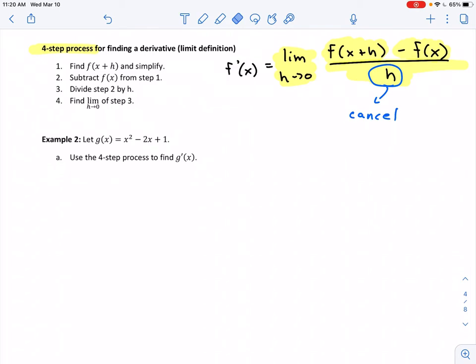If you remember back to section 2.1 when we talked about limits of difference quotients, these 4 steps should feel really familiar. So if you did the practice back in section 2.1, it should be a little bit easier for you this time. So let's jump into it. Let's actually try to find a derivative here. Example 2 says we have g of x equals x squared minus 2x plus 1. We are going to use the 4-step process to find the derivative g prime of x.